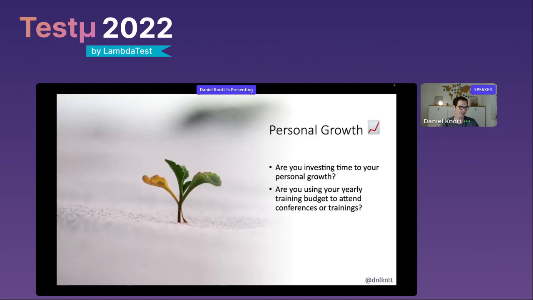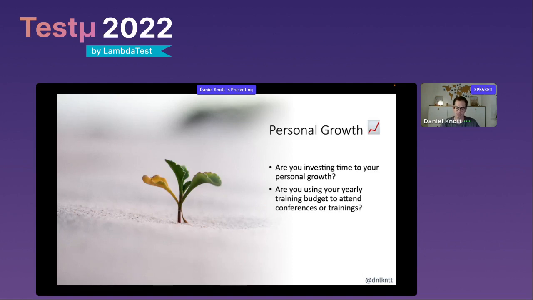Are you using your training budget? I just told you, because I think that's important to use the training budget if you have some, to attend conferences, trainings, participate in the so many Slack communities now that we have on the testing side to exchange on topics to grow personally.